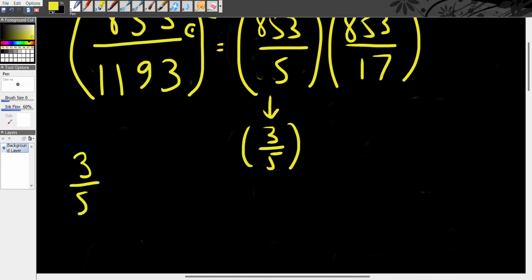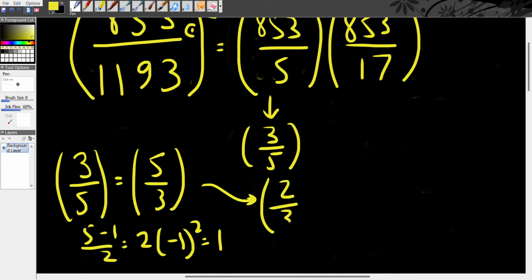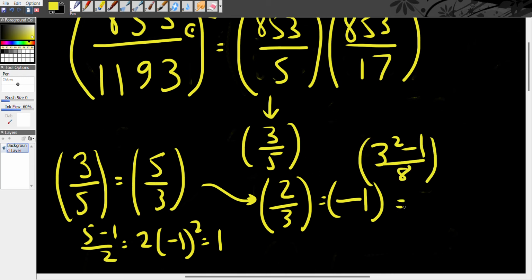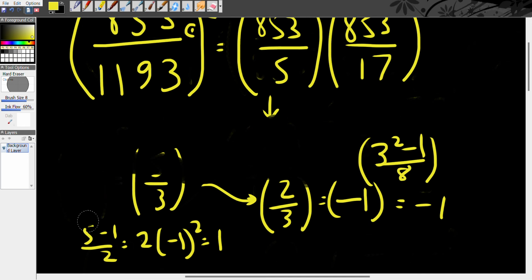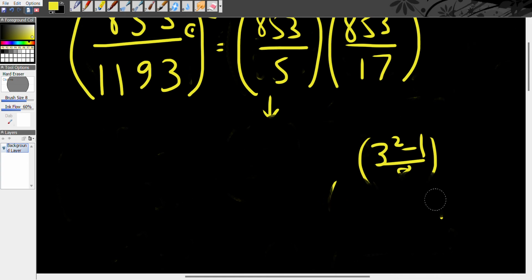Now 5 can always be flipped without a -1, because of course (5 minus 1) over 2 is 2 and (-1) squared is 1. Okay, so this is (2/3), which is equal to (-1) to the (3 squared minus 1) over 8. This happens to be 1, so this is -1. So that's just something to remember. It's going to help you a lot if you take exams with Legendre symbols to always remember that whenever you see that 3 over 5, you've got yourself a -1.